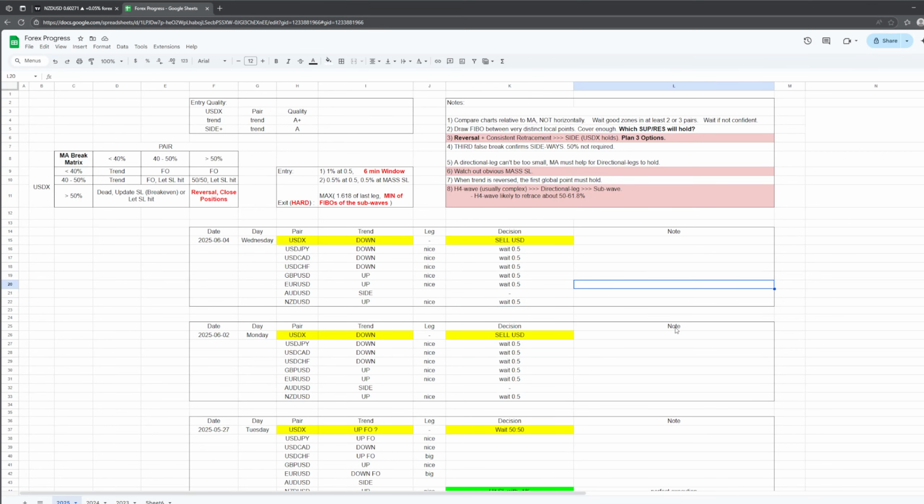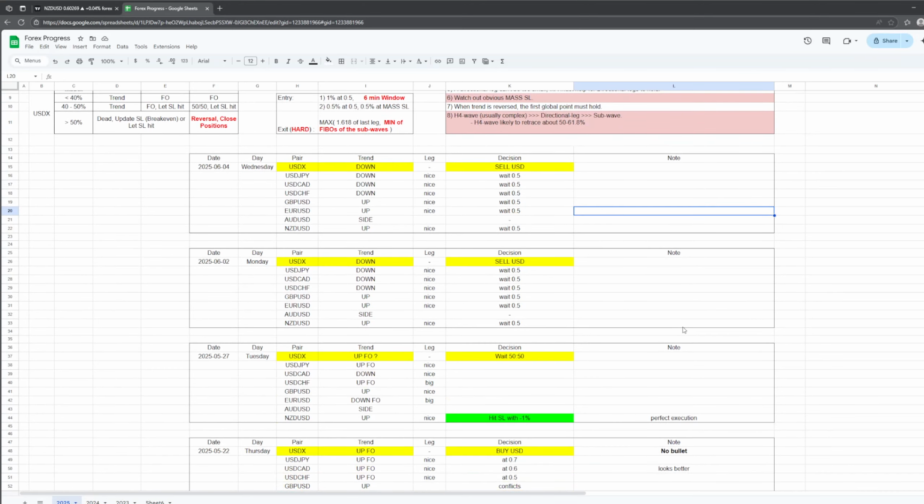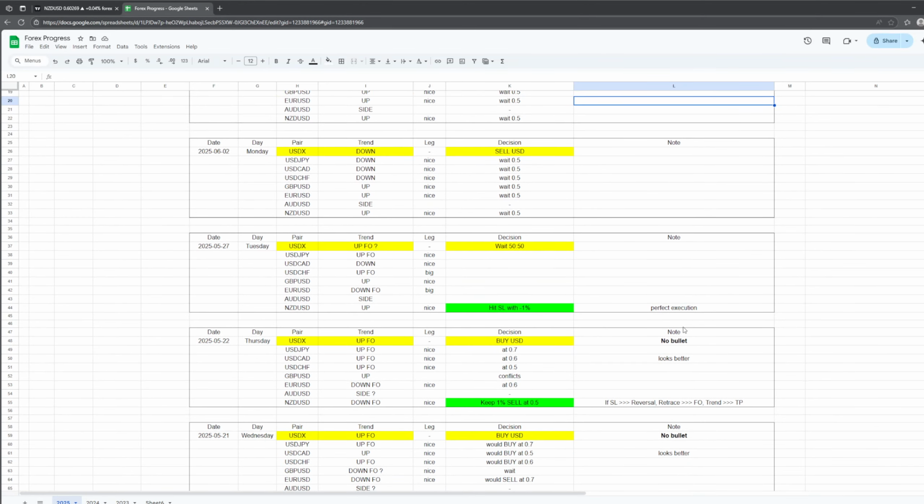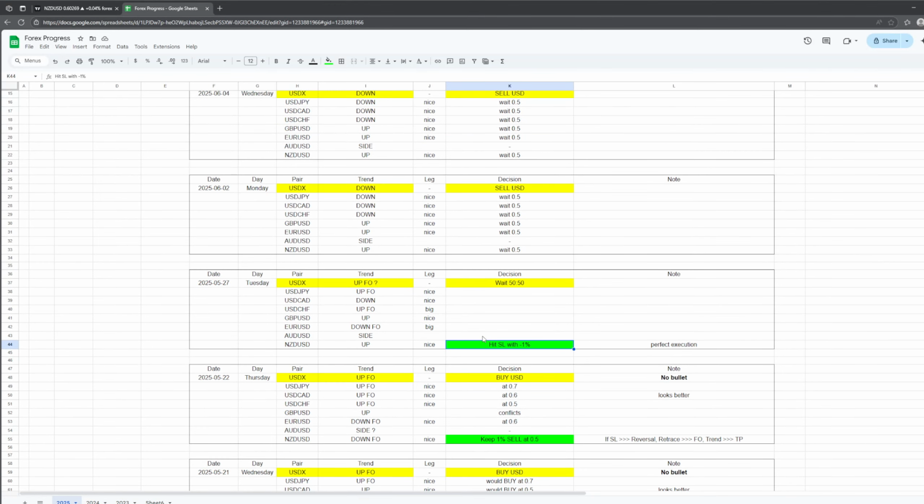Alright, so what do we see overall? Originally the USD trend was up. That's why we sold New Zealand dollar USD. In other words, we bought USD against the New Zealand dollar, risking 1% of my account, which is the perfect execution of my trading system.